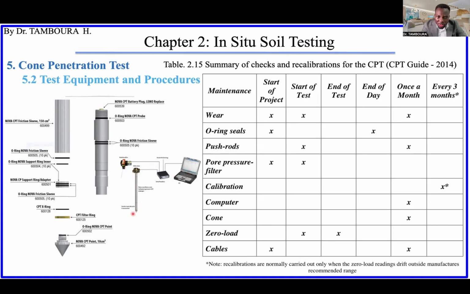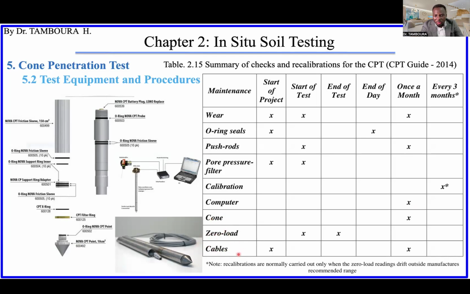So the cone is here and you need the PC to record. You can check it once a month. The cone itself also once a month. This is the cone. For the zero load, do it at the beginning and at the end of every test, to check that the values are correct and not out of the normal range.